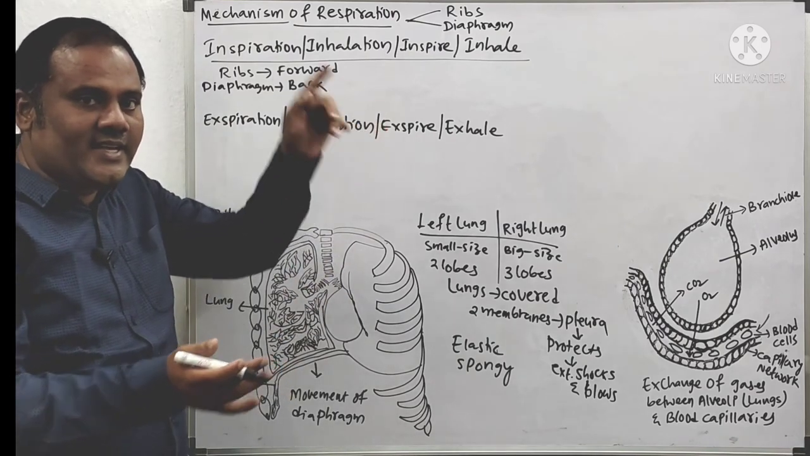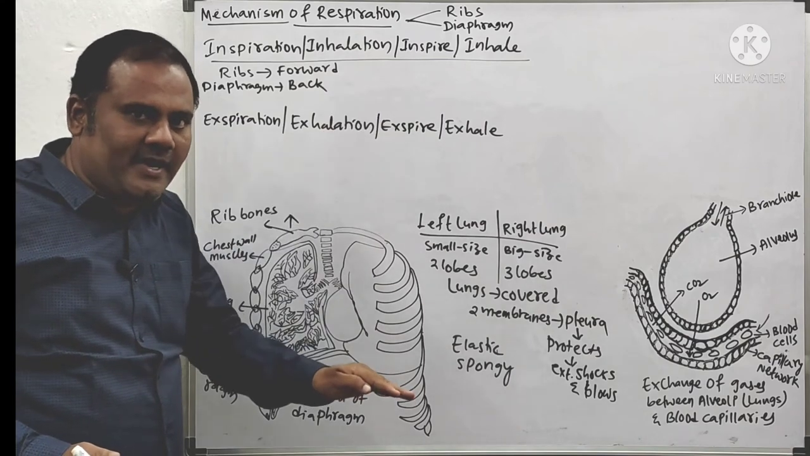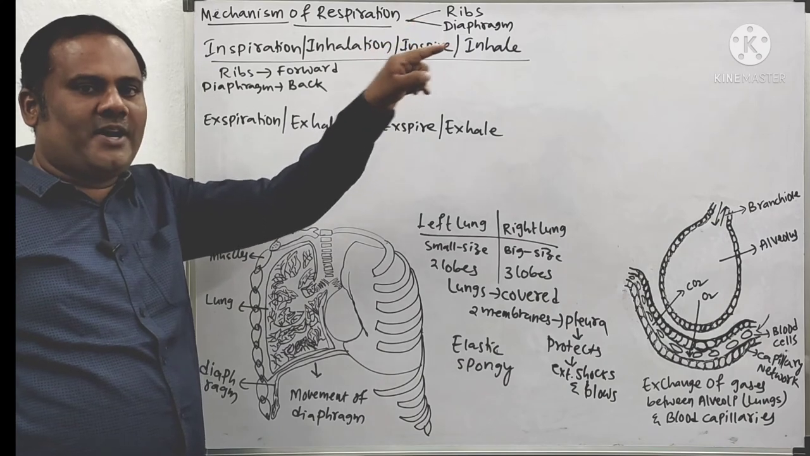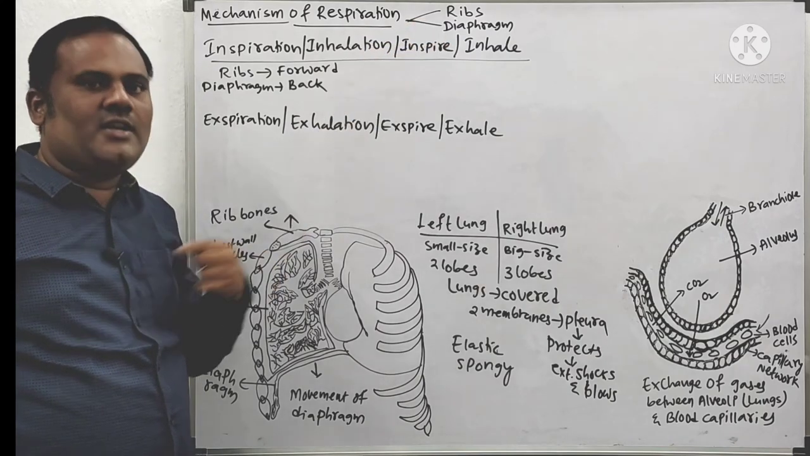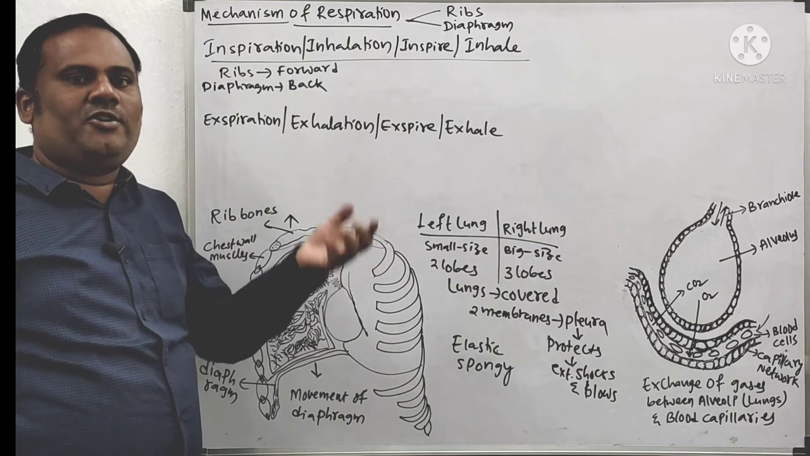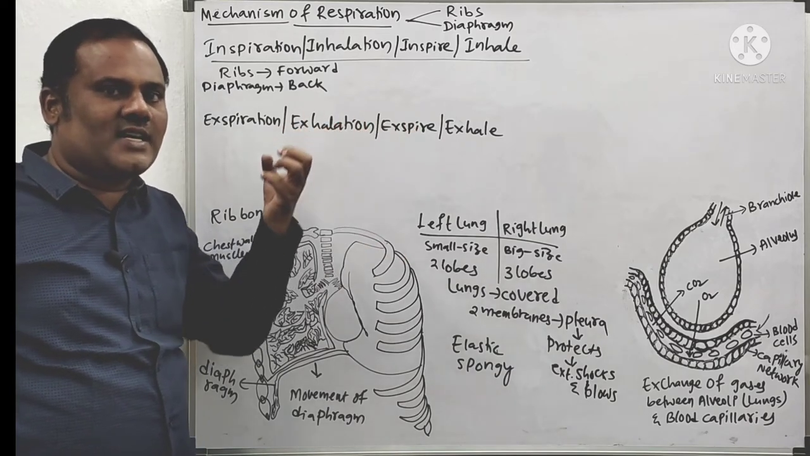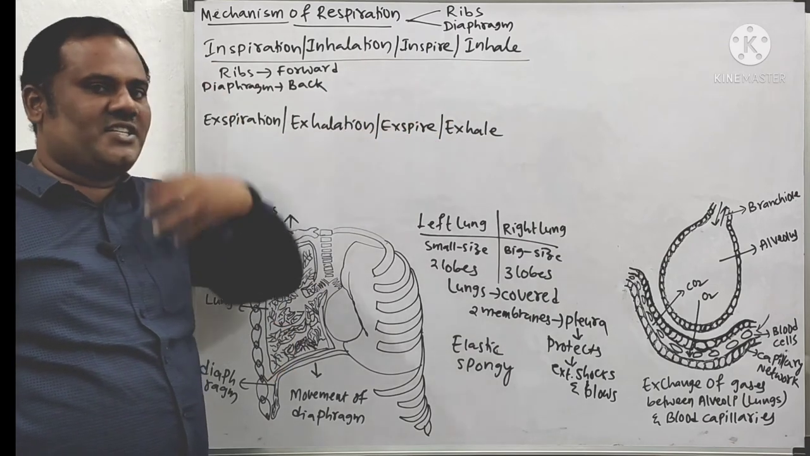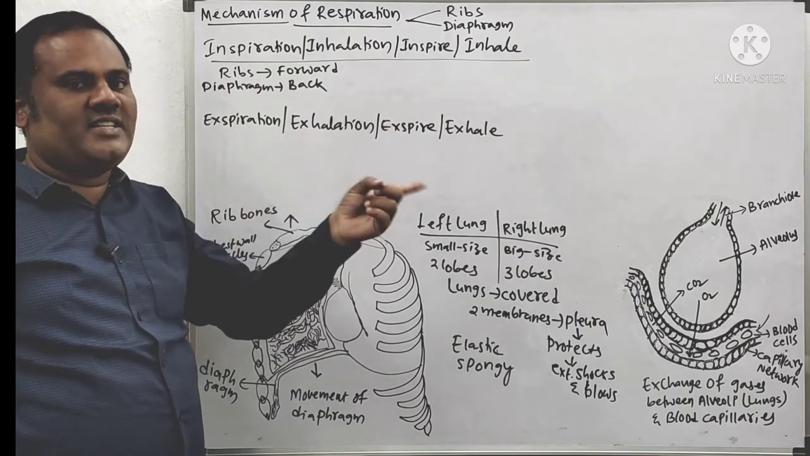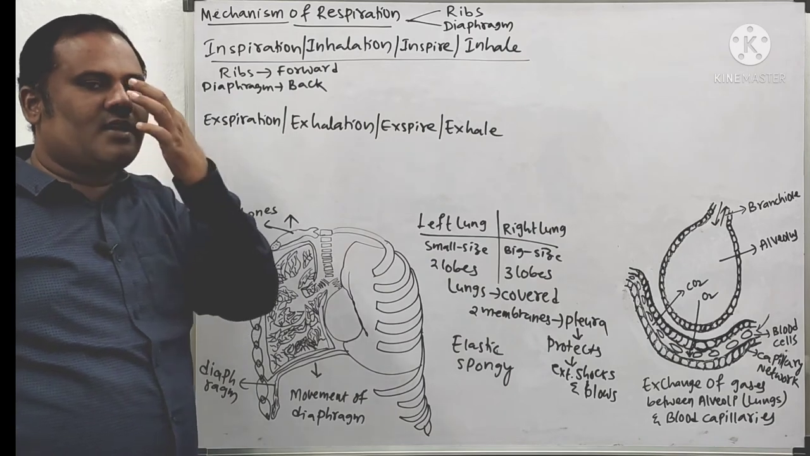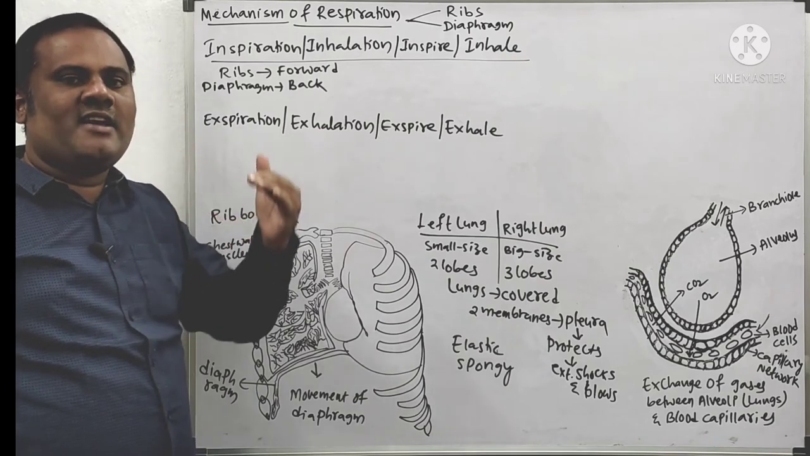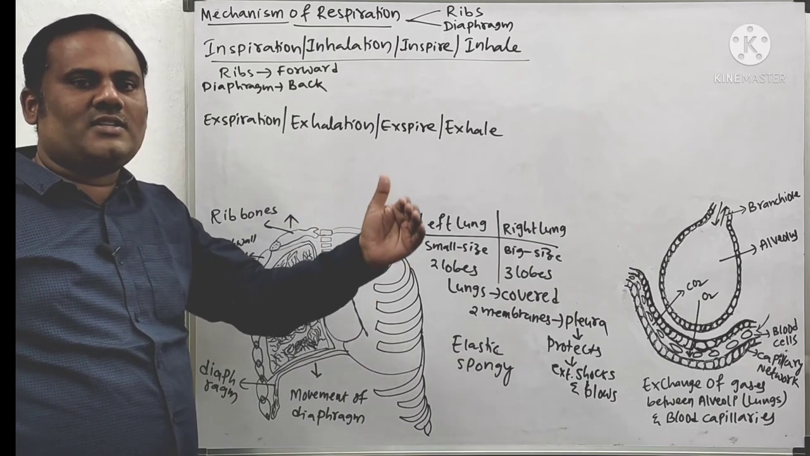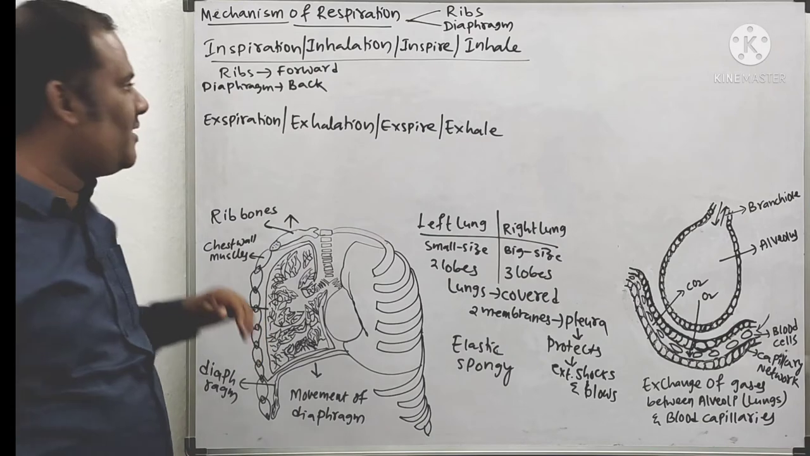When the size of the lungs increases, the air pressure inside the lungs decreases. The outside air is at high pressure, and inside the lungs there will be less pressure. So what happens? Diffusion. In diffusion, the movement of molecules occurs from higher concentration to lower concentration. So outside air rushes into the lungs. How? Just now we learned the pathway: nostrils to nasal cavity to pharynx, pharynx to larynx, larynx to trachea, trachea to bronchus, bronchioles, alveoli. In that way the air will enter into the lungs.